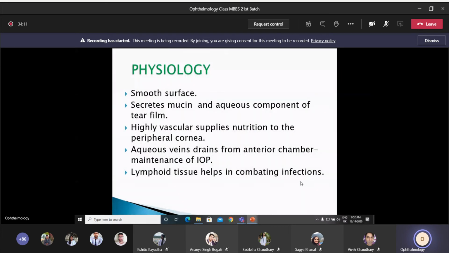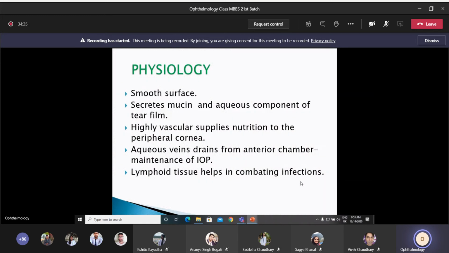And another important thing is the aqueous veins, they drain from the anterior chamber. And this is important for maintenance of intraocular pressure. And the lymphoid tissue helps in combating infections. Okay, so this is important. So all these are from the physiological aspect of the conjunctiva, or basically the functions of the conjunctiva.